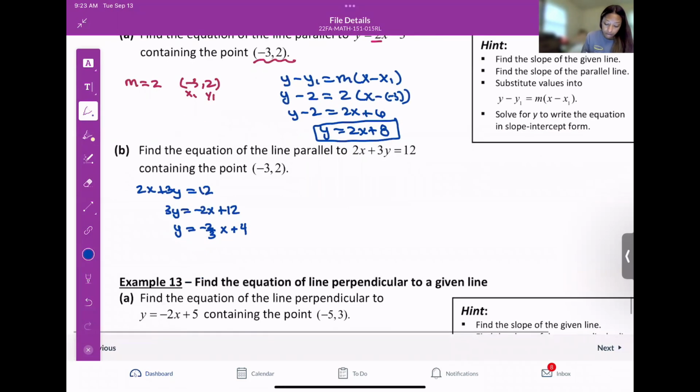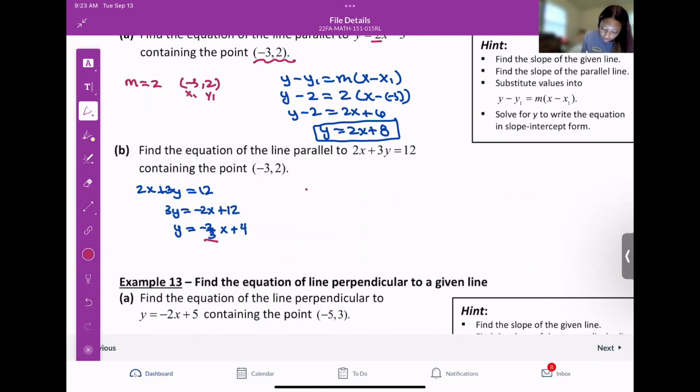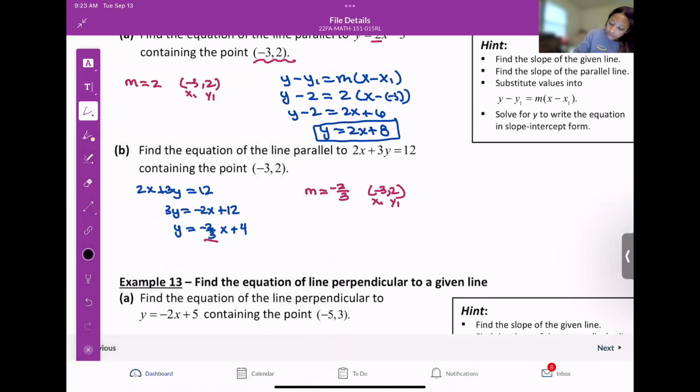All we're doing this for is so that we can find the slope, because the new line that we're coming up with is going to have the same slope as this line. So M is going to be -2/3. And we're going through the point -3, 2. So that gives us, again, our x1 and y1. And then we go to the point-slope form.